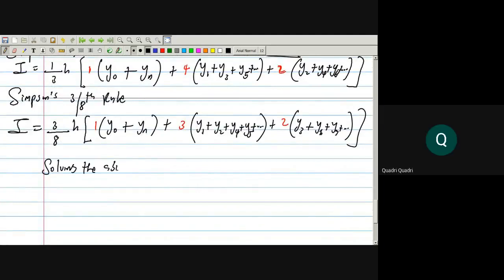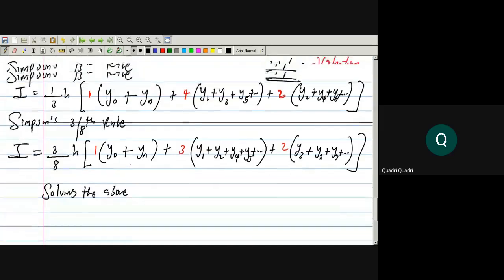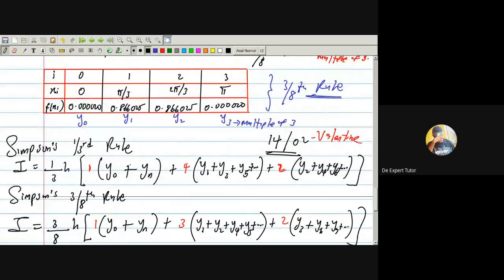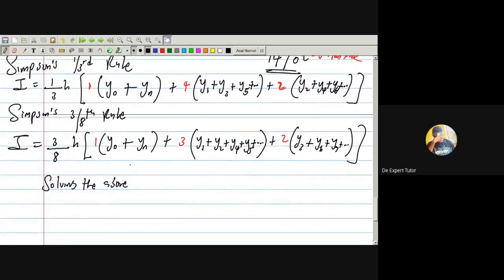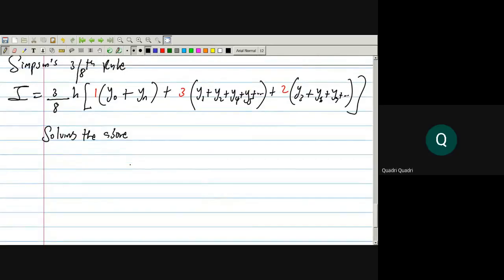So I want to confirm something. Is that the only rule that we are going to be looking at? Yes, this 3/8 rule for this class now. But we still have one more. That one, I don't want to mix it with this one. Practice this one first. That one is Romberg integration. It's very long. You will see it. It's very, very long.